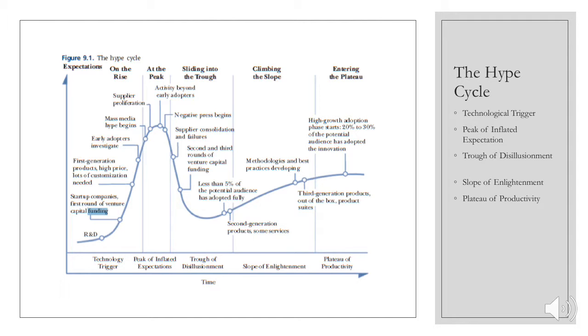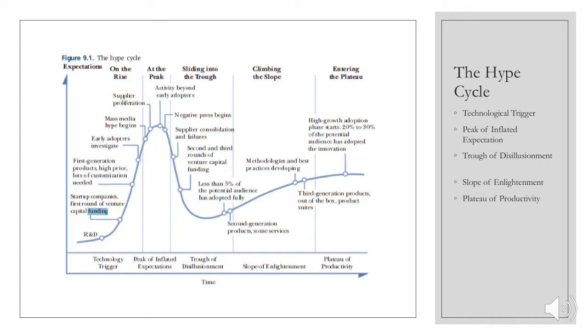This process, as listed, is technological trigger, which is a technological breakthrough entering the market. Next is the peak of inflated expectation, which is the number of success stories inflated by the media. And this, as we see, is a huge spike within the graph. This is followed by the trough of disillusionment, which is where the negative press begins and producers begin to modify the product from feedback that they get from their customers.